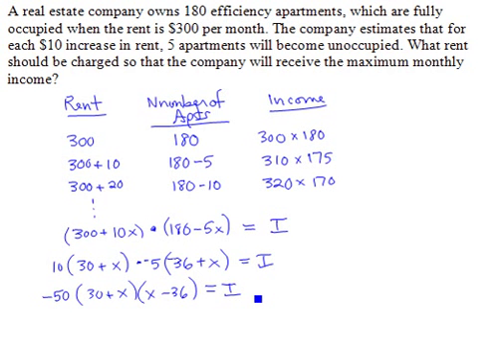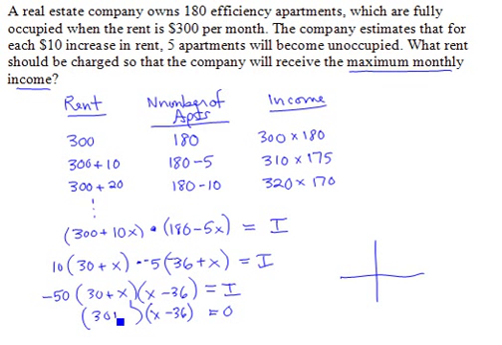Now, if we're trying to find the rent that should be charged to get the maximum monthly income, then we want to maximize this quadratic function. We can do that by finding a point halfway between the zeros of the quadratic. I'll illustrate that at the end of the podcast. The zeros will occur when we have either x minus 36 equal to 0, or when we have 30 plus x equal to 0. The -50 factor is not going to be 0. So those values are -30 and positive 36. Those would be the two zeros.